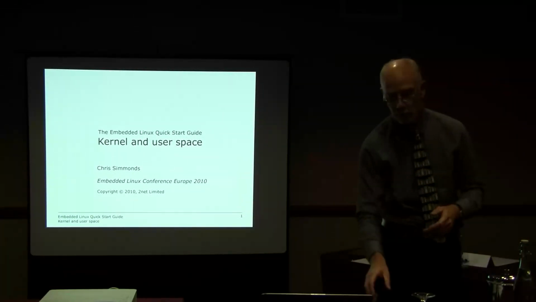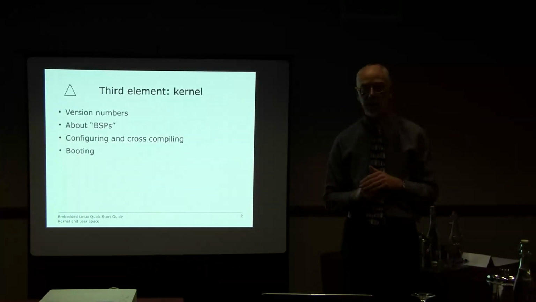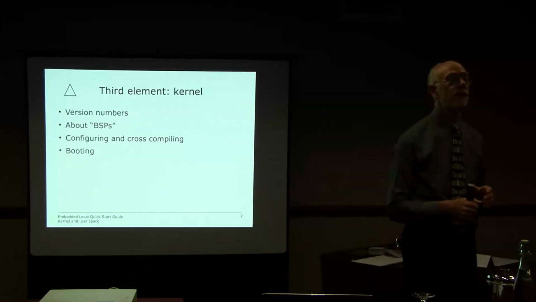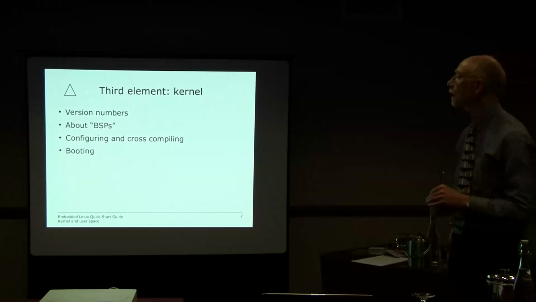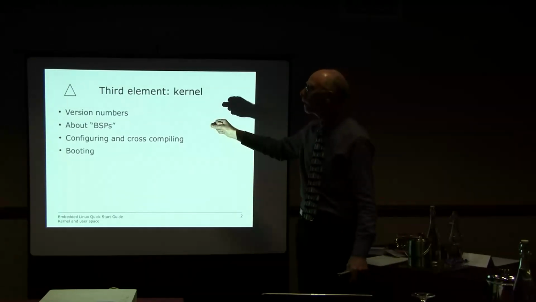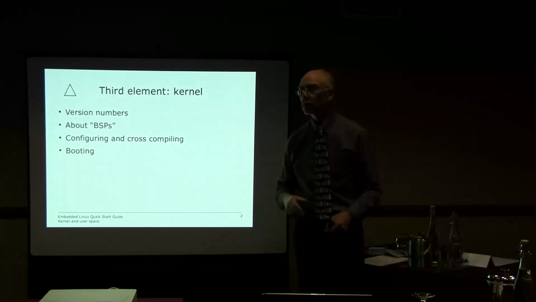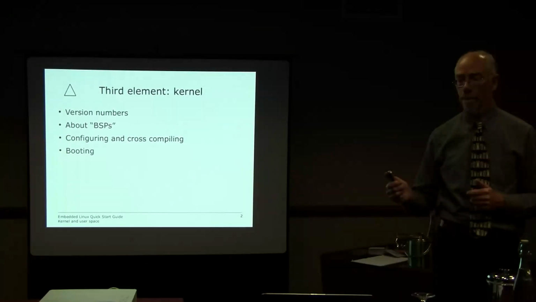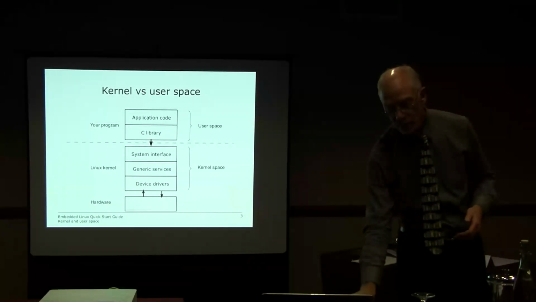Okay, so the next bit is called kernel and user space, and it's about those things. So my third element is the kernel, the Linux kernel. Let me see, I've got a bit of a digression about version numbering, a chunk about board support packages, and then how to compile one and how to boot one.